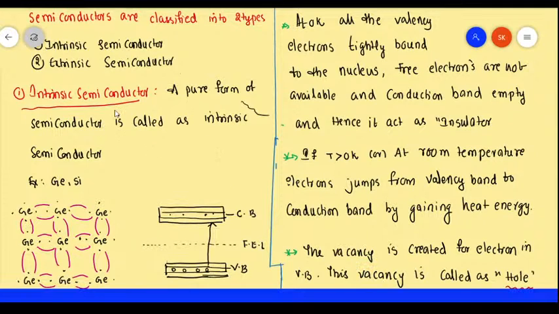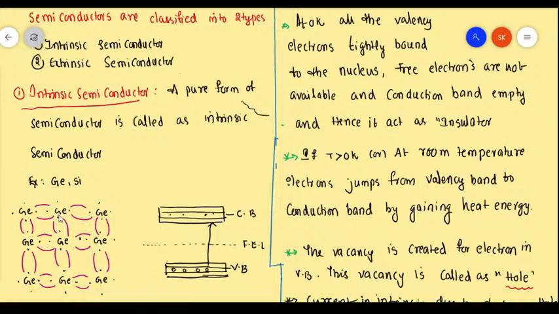You see here, intrinsic semiconductor is the pure form of semiconductor, that is called as intrinsic semiconductor. An example is germanium and silicon. Germanium is tetravalent. Tetravalent means four valency electrons are present. For example, if you take one germanium atom, it consists of four valency electrons. Germanium or silicon, they are the tetravalent elements, and they are examples of semiconductors.